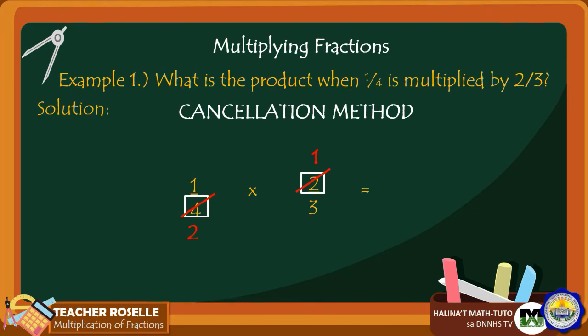Applying the first two steps, we multiply the numerators. 1 times 1 is equal to 1. And multiply the denominators. 2 times 3 is equal to 6. Therefore, our final answer is 1/6, which is also the same as the answer we got a while ago. But again, it's up to you which method will make your multiplication easier.